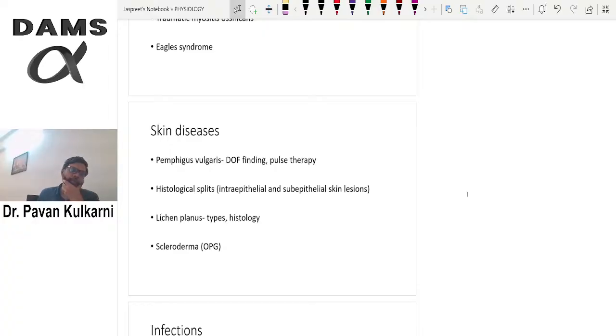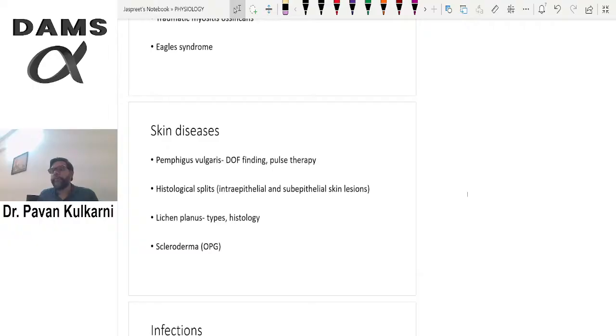And then you're supposed to know about lichen planus. We are supposed to know about Wickham's striae, the types of lichen planus, which is a pre-malignant condition, which is associated with desquamative gingivitis. And we should know even the histopathology of lichen planus, like subepithelial lymphocytic infiltration. All those questions are very frequently asked in case of skin diseases.